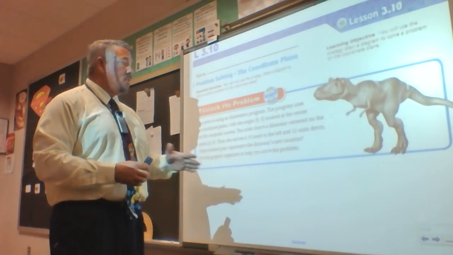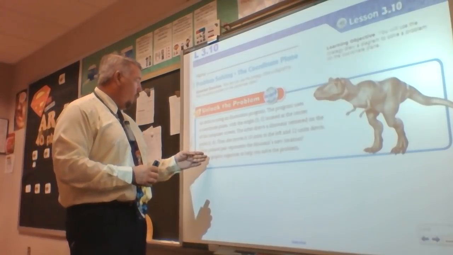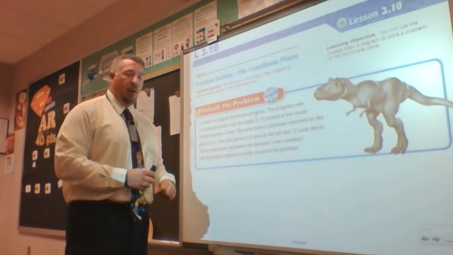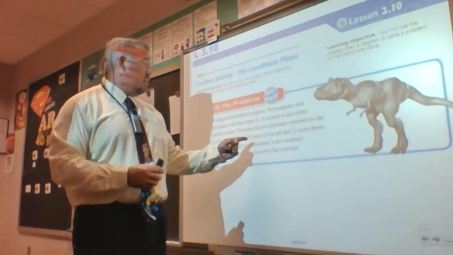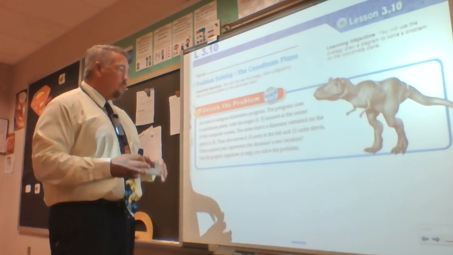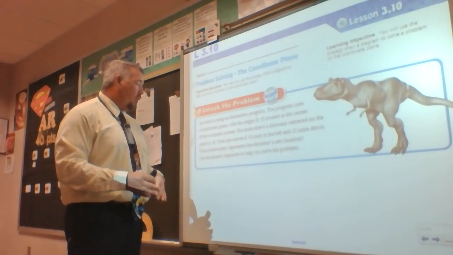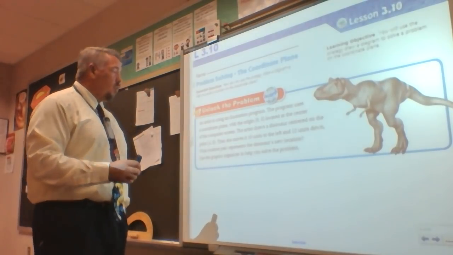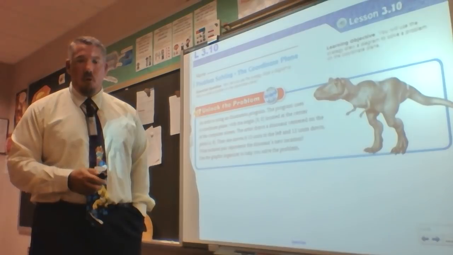The artist draws a dinosaur centered on the point 4, 6. Then she moves it 10 units to the left, 12 units down. What ordered pair represents the dinosaur's new location? Use the graphic organizer to help you solve the problem.